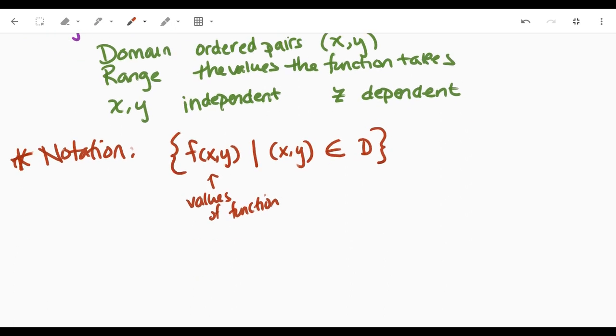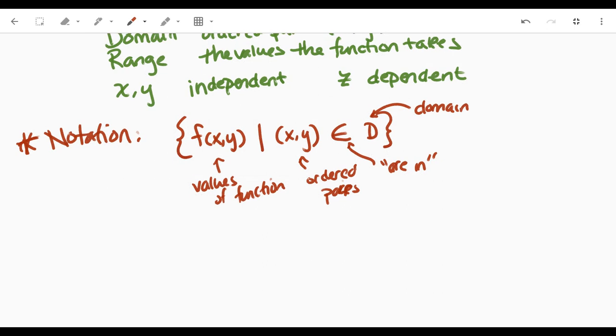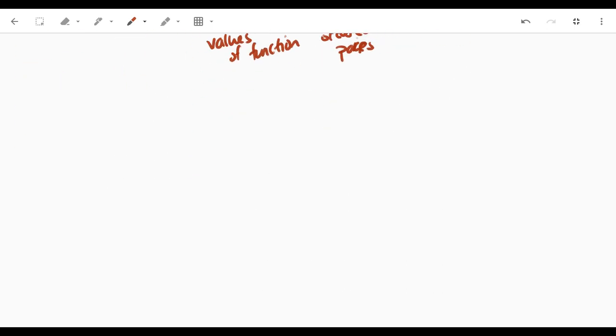Okay, and this is your ordered pairs. This is read 'are in' or 'exist in'. This is the domain. Let's look at some examples of writing the domain and range of these.